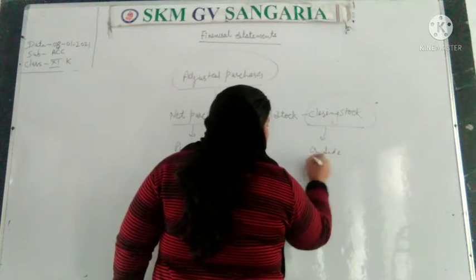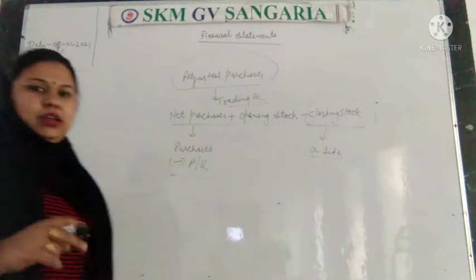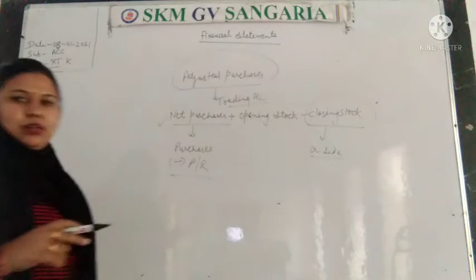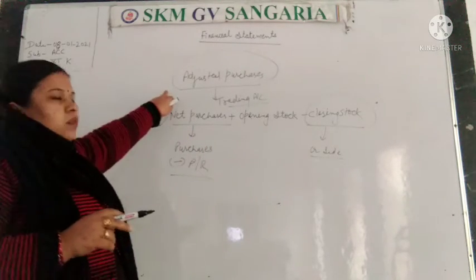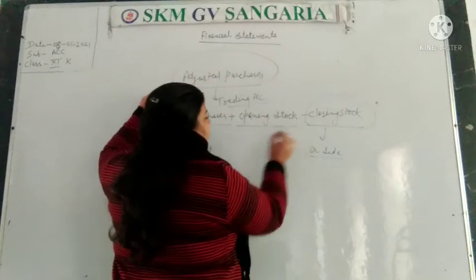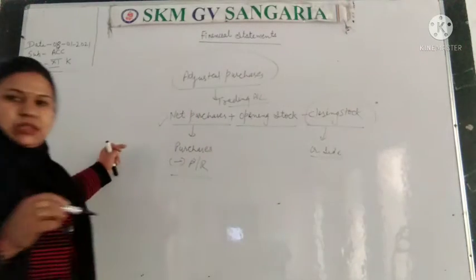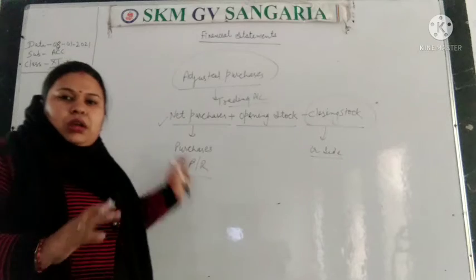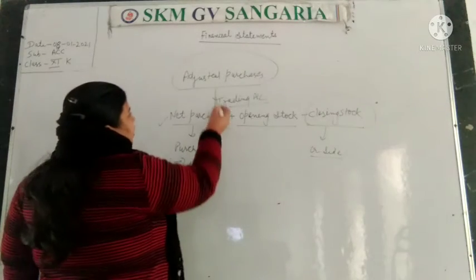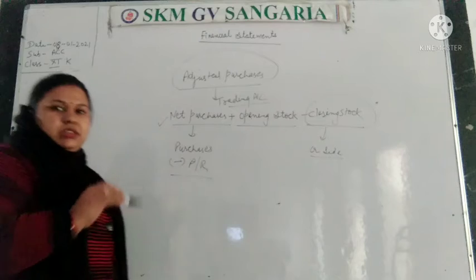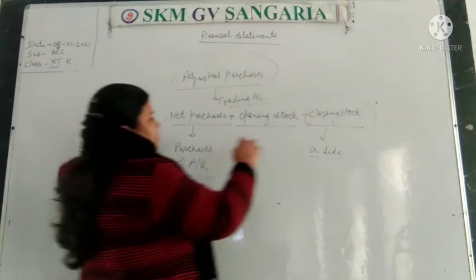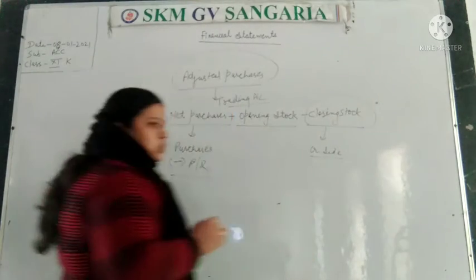Okay, we will not write the closing stock at the credit side because we have already deducted the closing stock by calculating the adjusted prices. Then what will not be written? Opening stock and purchases will also not be written in the trading account because we have already written the adjusted purchases, and adjusted purchases contains all the facts related to purchases plus opening stock minus closing stock.